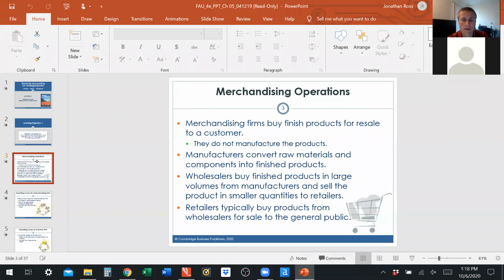Manufacturers convert raw materials and components into finished products. Then they sell those finished products typically to a wholesaler. Wholesalers will buy the finished products in large volumes from manufacturers, and they sell the products in smaller quantities to retailers, to merchandisers. Merchandisers will buy the product from the wholesaler and then sell it to the general public.